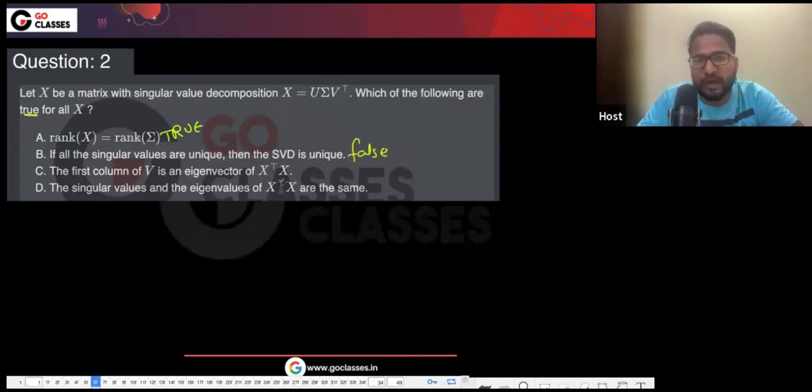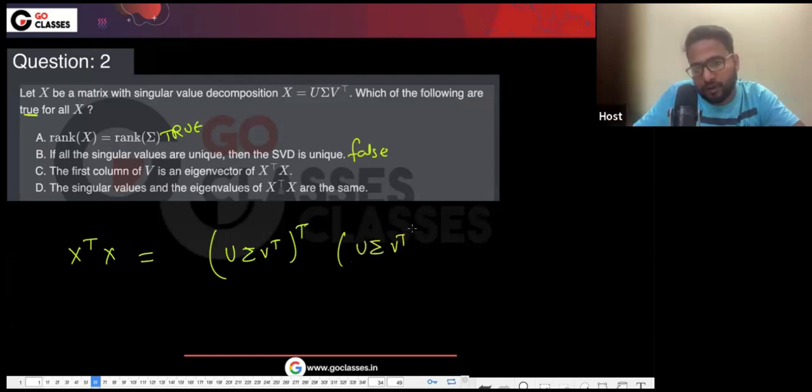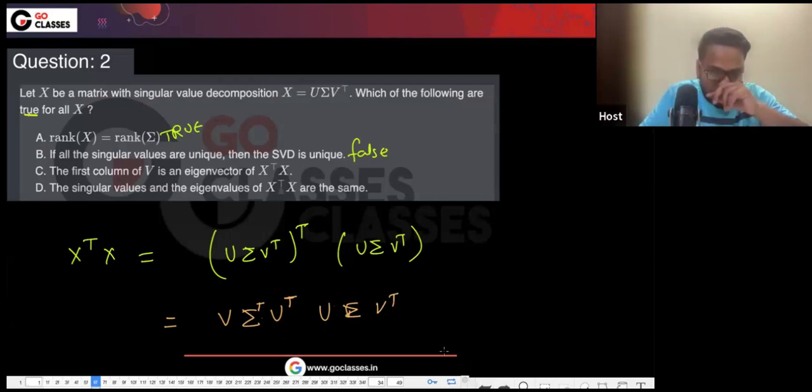The first column of V is an eigenvector of X transpose X. Let's just quickly check it. I mean, in case you forget, then you can just check it. X transpose X is nothing but U sigma V transpose, transpose, times U sigma V transpose, which is nothing but V sigma transpose U transpose into U sigma V transpose. So U transpose U will be identity. So I think it will be V sigma squared V transpose like that. So this is eigenvalue decomposition. Then yes, V is basically eigenvectors of sigma transpose sigma. The first column of V. So that is true. This is true.